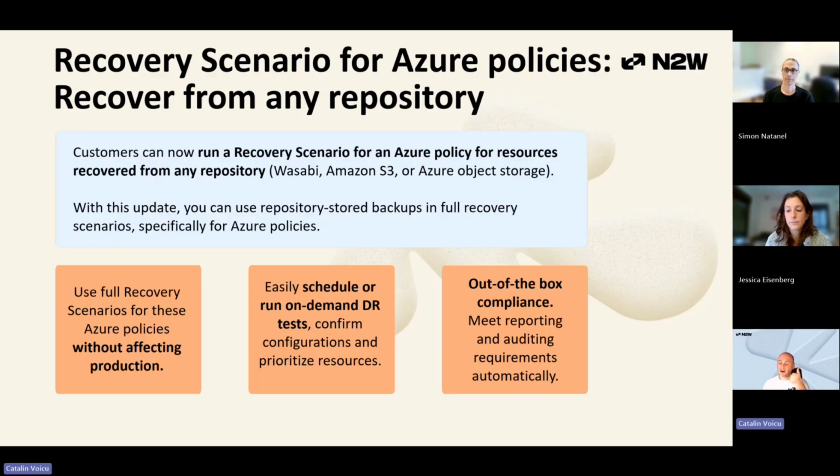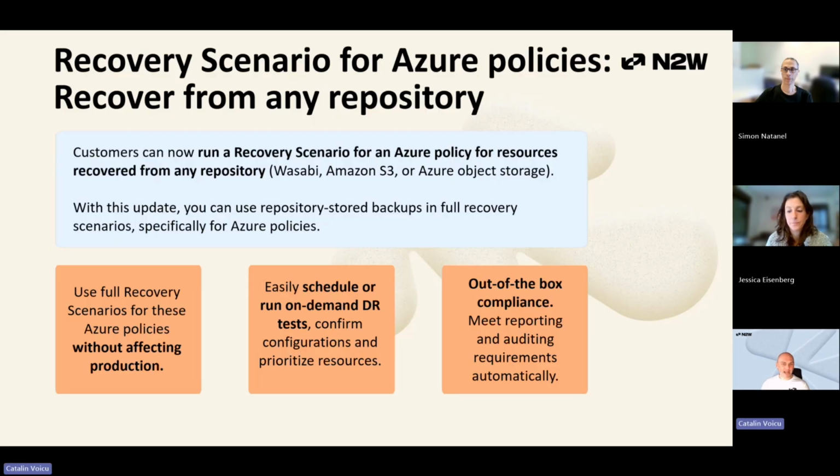You need to know how fast you can recover, where you can recover to, and how easy it is for you to do so, right? Do you have all the pieces after you recover? Does everything work or no? So we had it for a while already for AWS and for Azure, but now we added the capability for you to recover from any repository for the Azure part, for Wasabi, S3, or Azure.